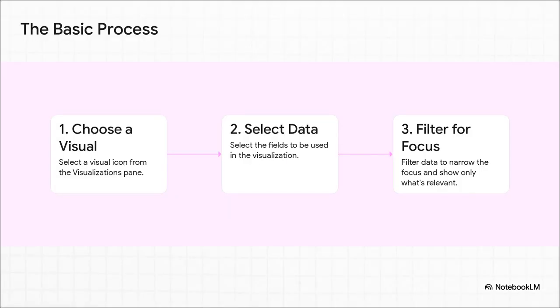Now, creating a visual like this isn't some kind of dark art. It's really just a series of choices. You pick a format, you select your data, but that third step, filtering, that's the secret sauce. That's where the storytelling really happens. By filtering for focus, you're not hiding data. You're just shining a spotlight on the part of the story that really matters.